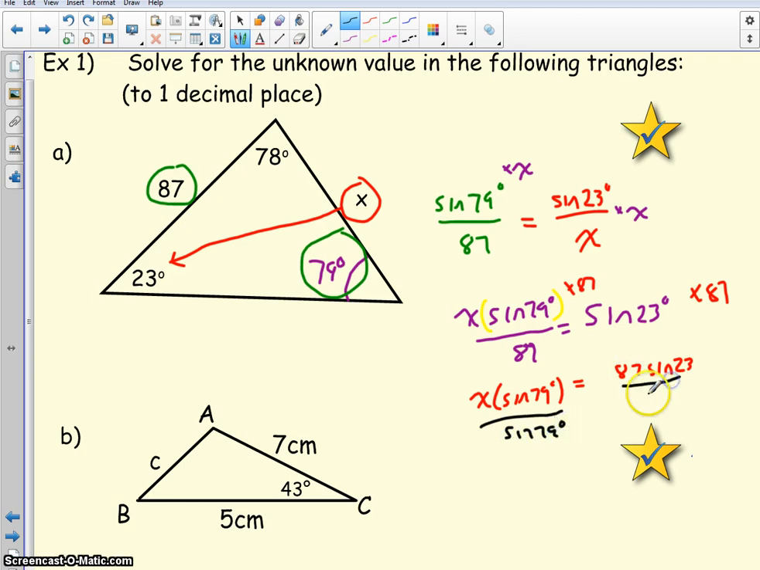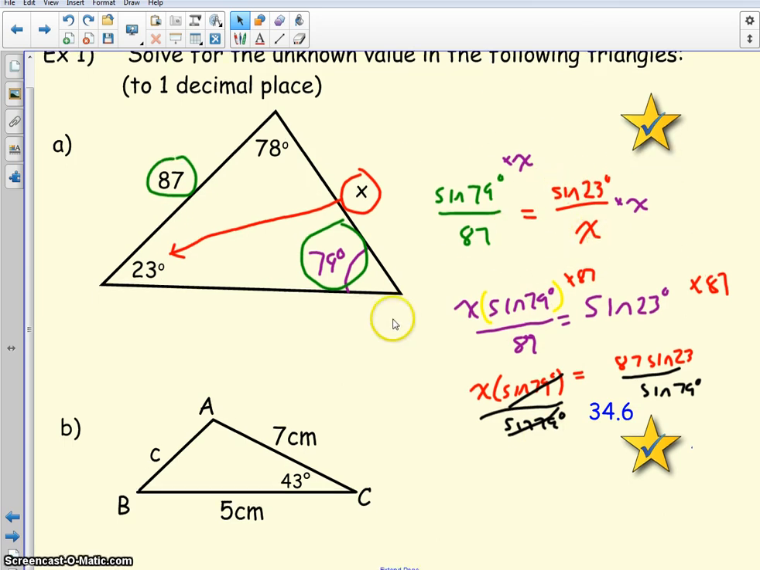Okay, so I'm going to wind up with, once those cancel, x equals 87 times the sine of 23 divided by the sine of 79. So run all that through your calculator, and you should end up with approximately, to one decimal place, 34.6. Okay, so hopefully that works out. Again, once you have it set up, it really just is algebra. It just takes some getting used to, but once you do a bunch, it becomes a lot easier.